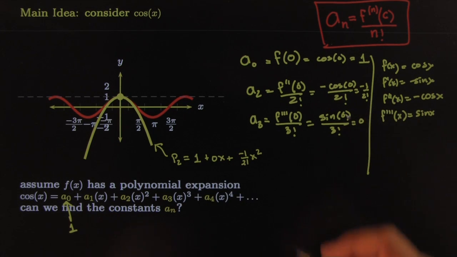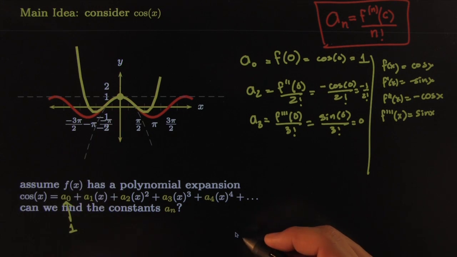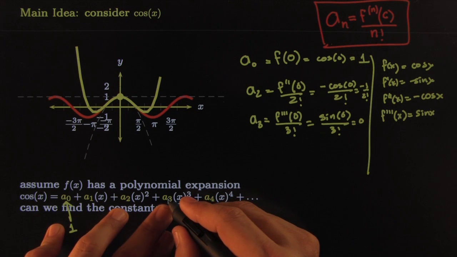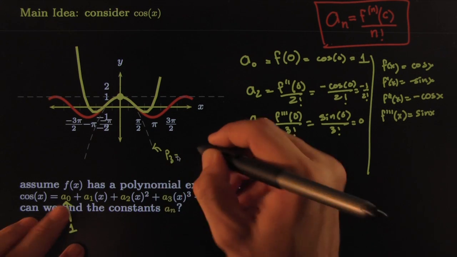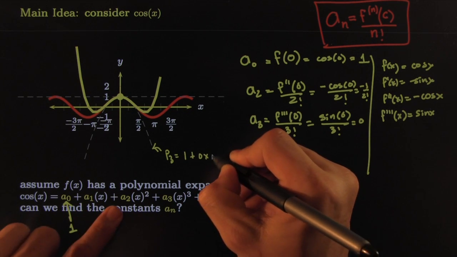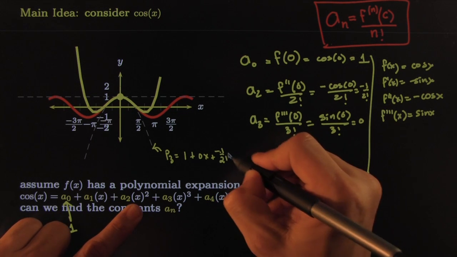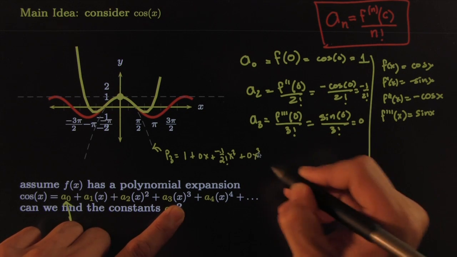So therefore, switch back to this one. Let's do it. The degree 3 one is actually equal to the same as the degree 2 because this part is 0. So therefore, this one is also equal to P3. P3 is equal to, let's go through it, 1 plus 0 x plus negative 1 over 2 factorial x squared plus 0 x cubed.